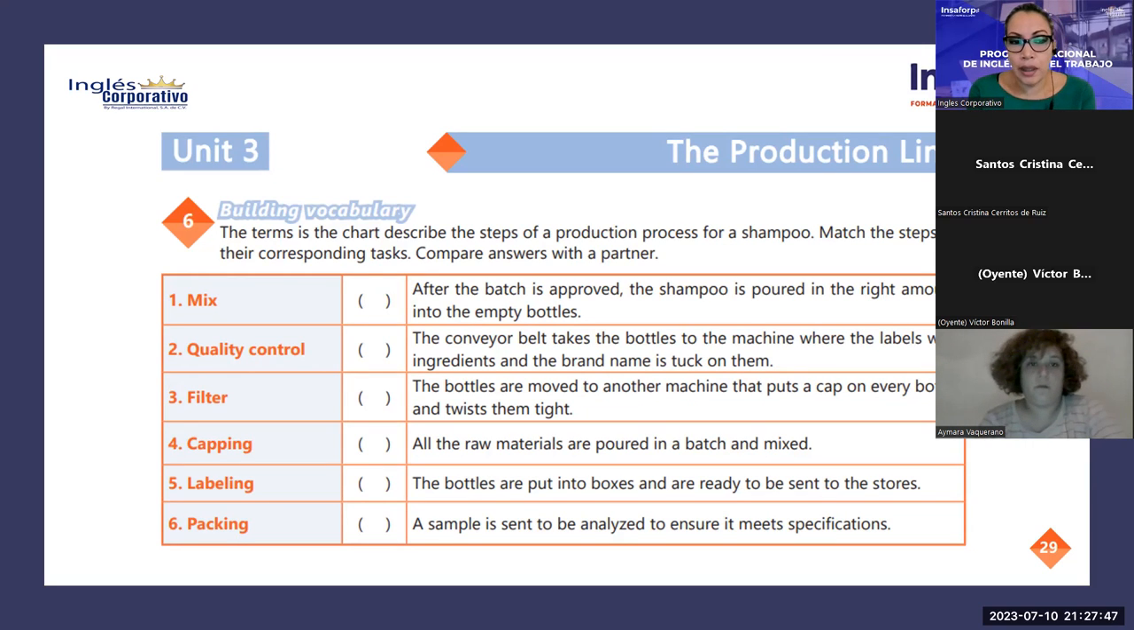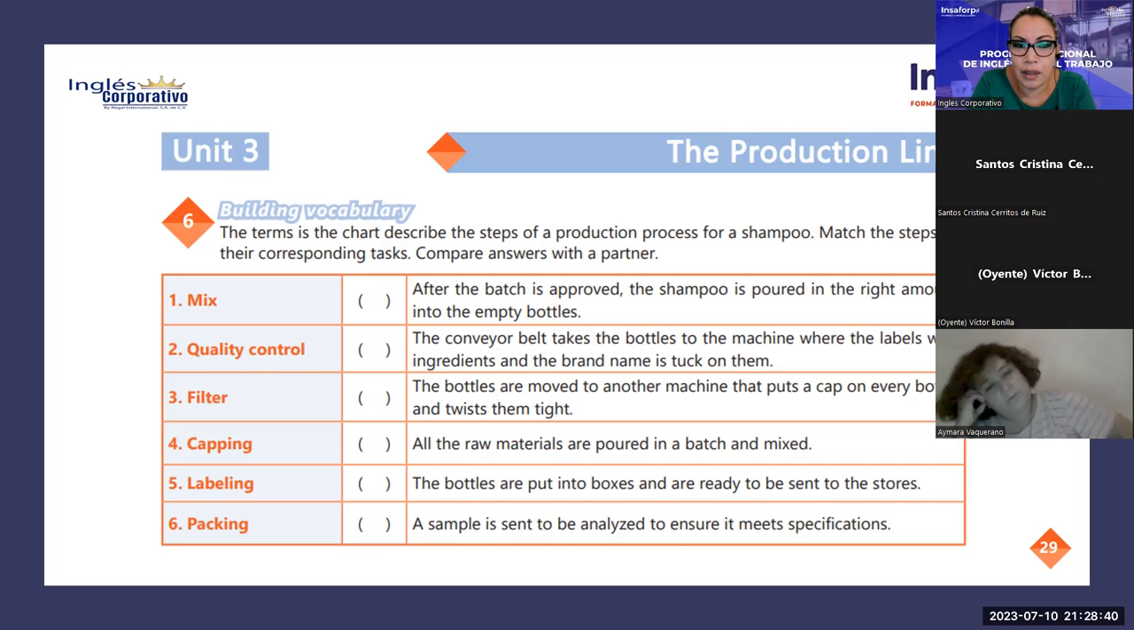We have number one, mix. Number two, quality control. Number three, filter. Four, capping. Five, labeling. Six, packaging. And then we have the task for the description of the process. After the batch is approved, the shampoo is poured in the right amount into the empty bottles. The conveyor belt takes the bottles to the machine where the labels and the ingredients and brand name is stuck on them. The bottles are moved to another machine that puts a cap on every bottle and twists them tight.